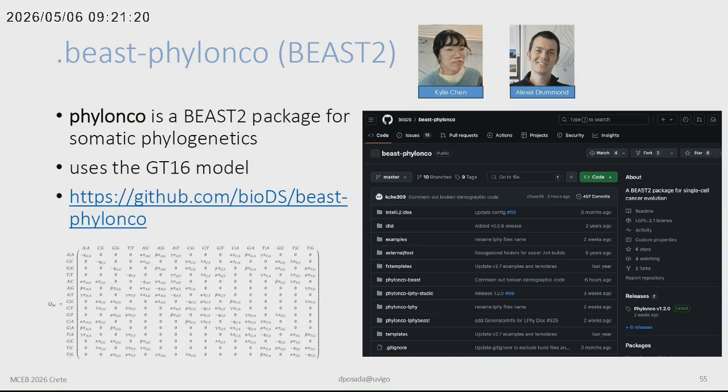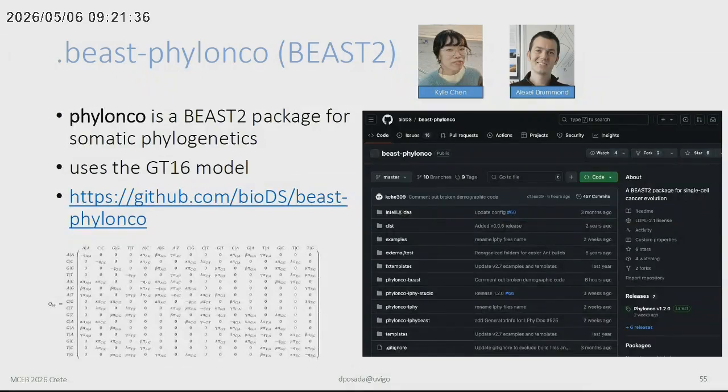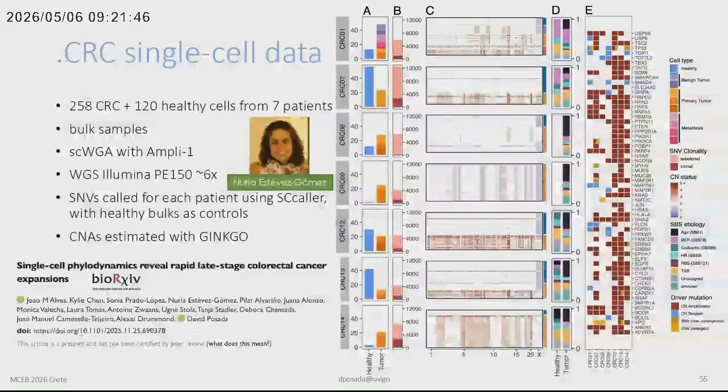Now what we're doing, and we're collaborating with Alexei Drummond and Kylie. Kylie is coming to my lab in October as a postdoc. We got in touch because they were interested in this model, the observational, the deep-learning substitution model and the error model, and they have developed a package called PhyloN-co in BEAST, which is for somatic phylogenies, or cancer phylogenies, same thing.